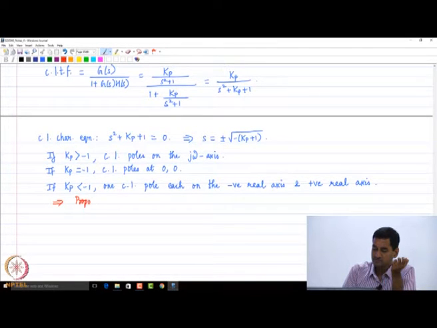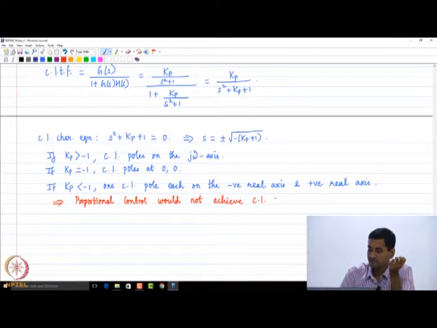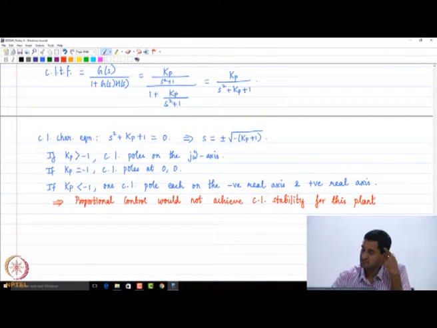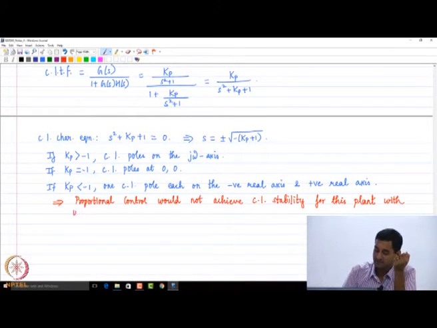So this implies that proportional control would not work, would not achieve closed loop stability for this plant. Okay, and the way we have done closed loop for this plant is with unity negative feedback. Okay, that's important, right?